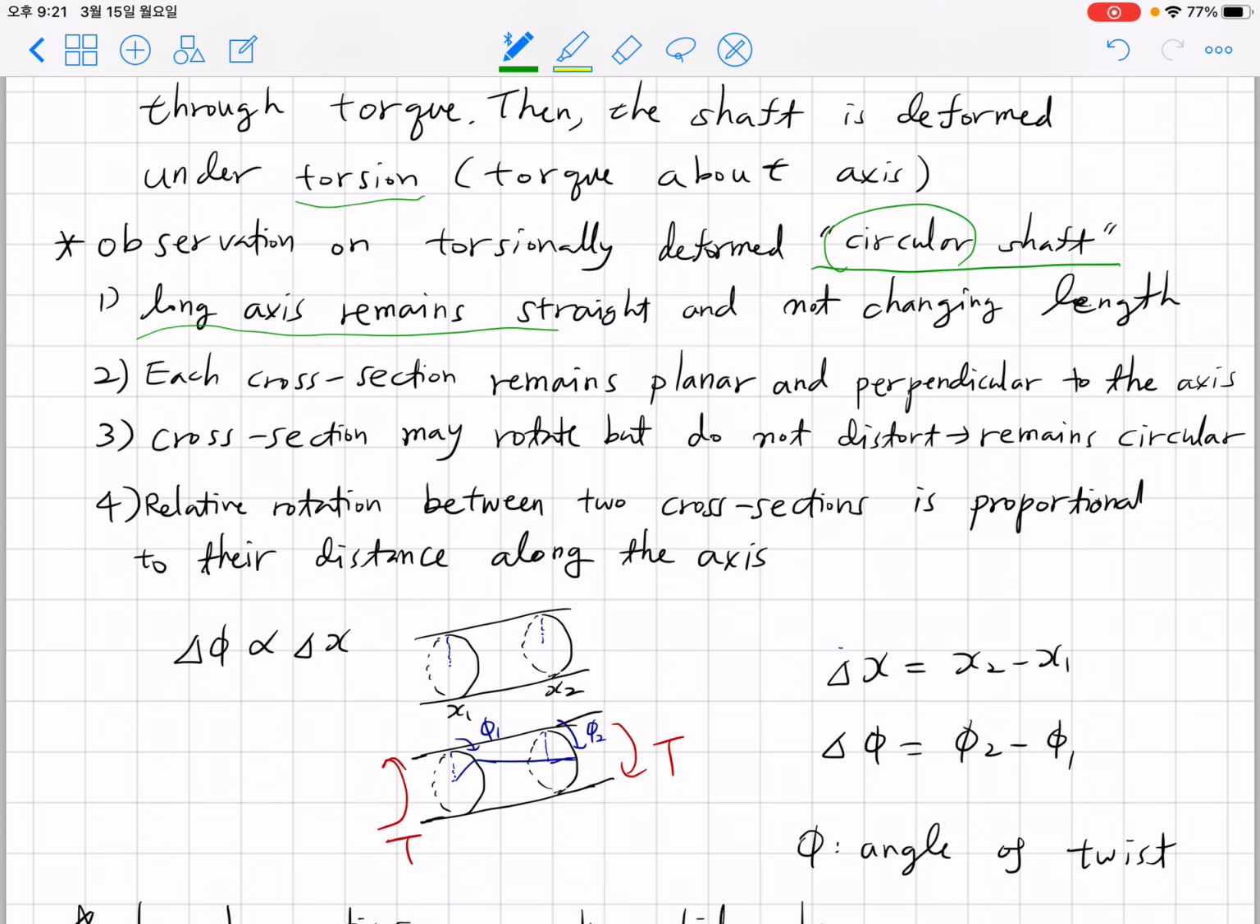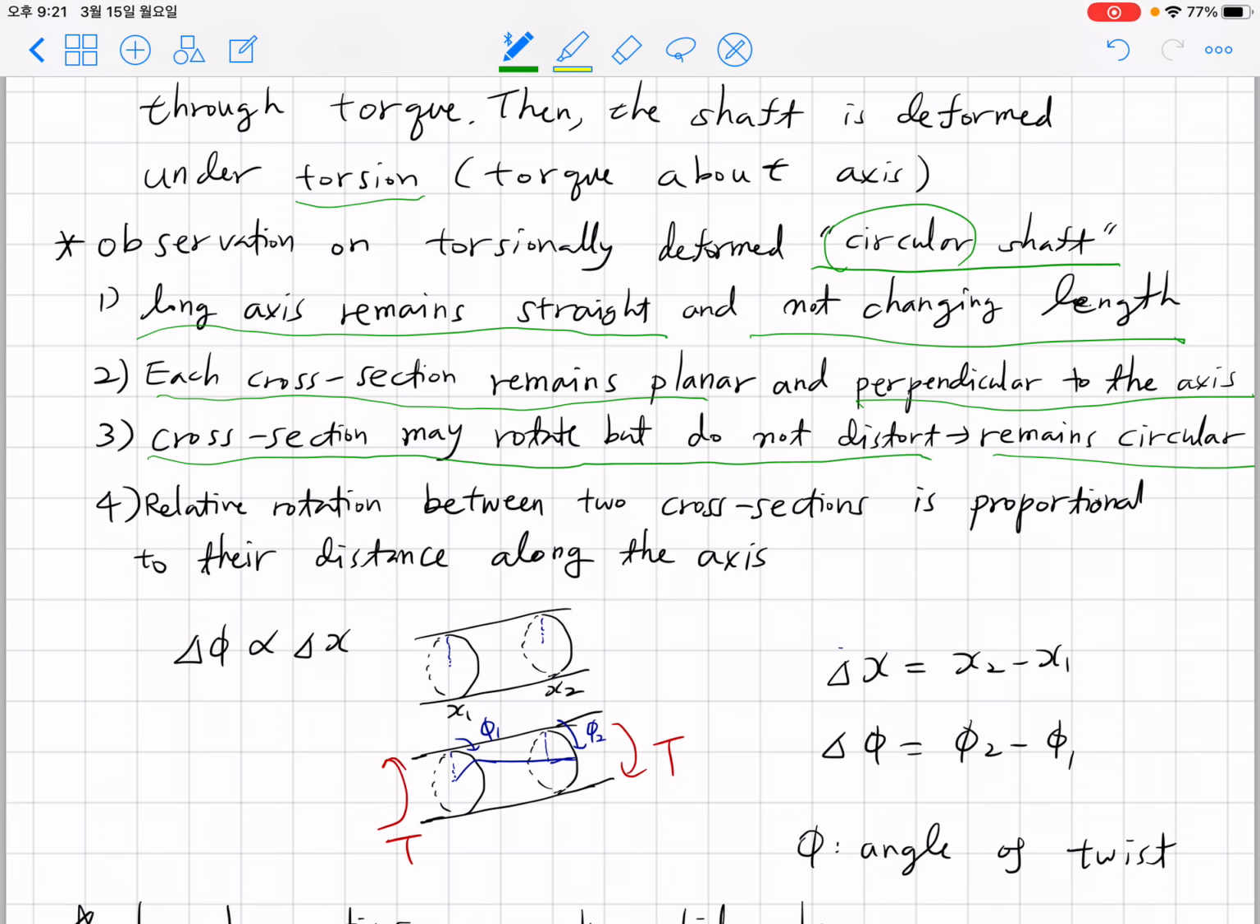First, the long axis remains straight and does not change length. Second, each cross-section remains planar and perpendicular to the axis. Third, a cross-section may rotate but does not distort; it remains completely circular. Think about this circular shaft: if you imagine a cross-section here, even though you add torsion, the originally planar cross-section remains planar without distortion. Fourth, the relative rotation between two cross-sections is proportional to their distance along the axis.